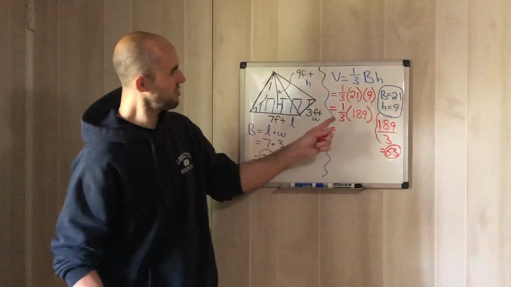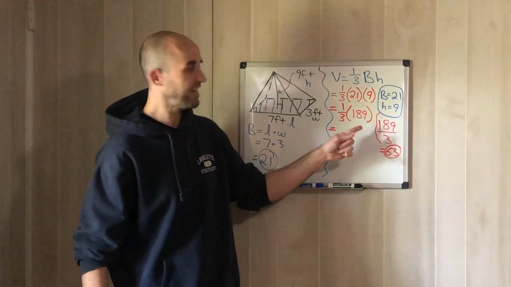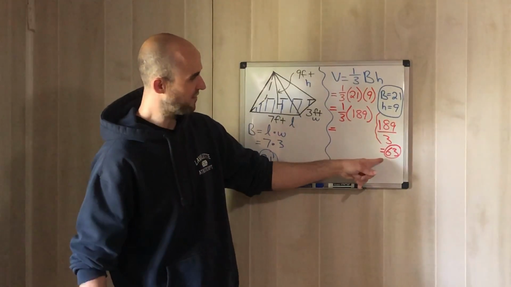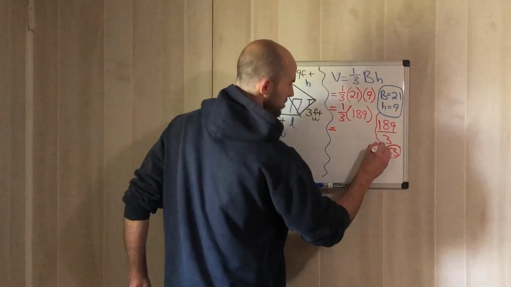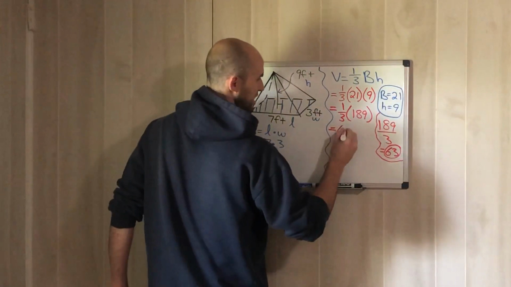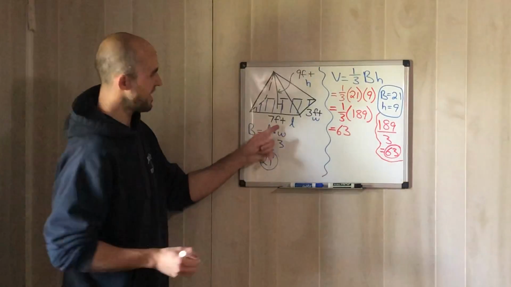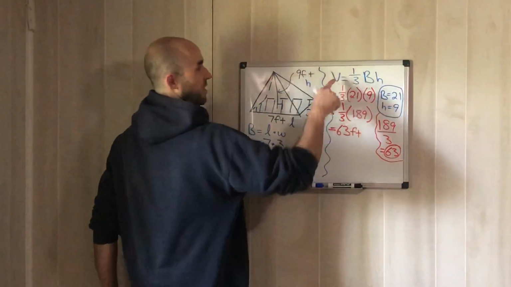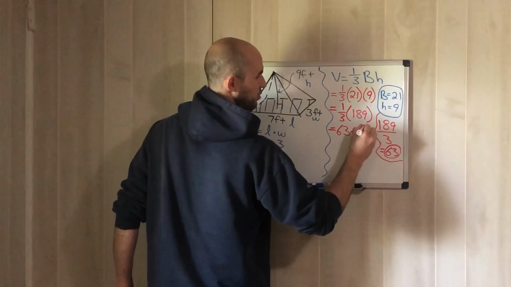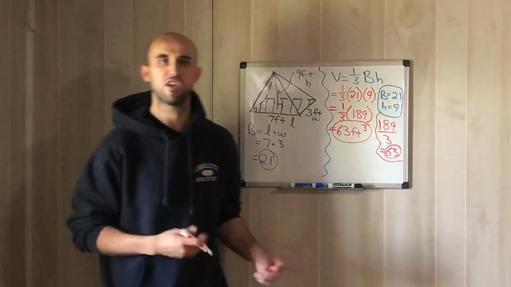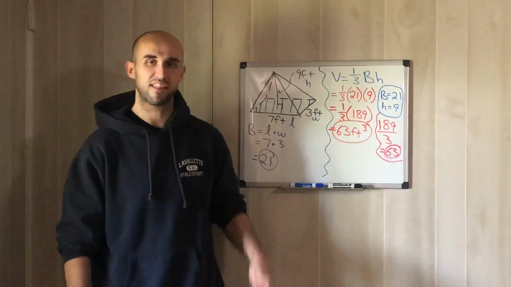And again, just so you see, we found a third of 189, which means we did 189 divided by 3, which gave us 63. So once we have that, that's our answer. A third of 189 is 63. We know that the unit is feet. And since we're dealing with volume, it's going to end up being cubed. 63 feet cubed. And again, 63 feet cubed represents how much is on the inside of that pyramid.